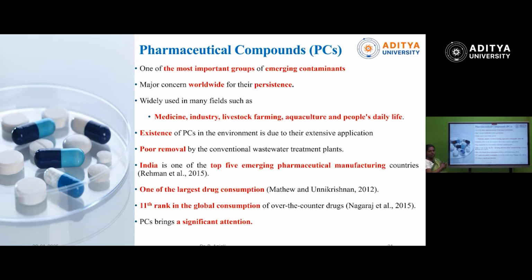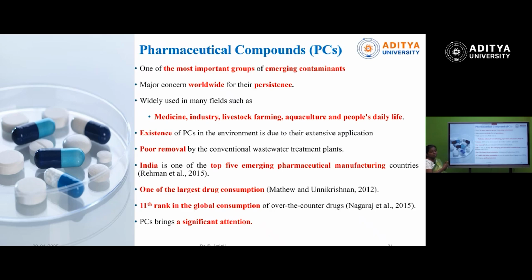So many are there, right? In emerging contaminants, I said broad area. So many groups I have shown there. Even though, particularly I'm choosing these pharmaceutical compounds. Why? Because it is one of the important groups in the emerging contaminants, more research is taking place worldwide, and more persistent pollutants are present in the environment. And what are the sources for this pollutant? Medicine, industries, livestock farming, aquaculture, and people's day to day life. Whatever we are consuming, like tablets and all, that comes from daily life.